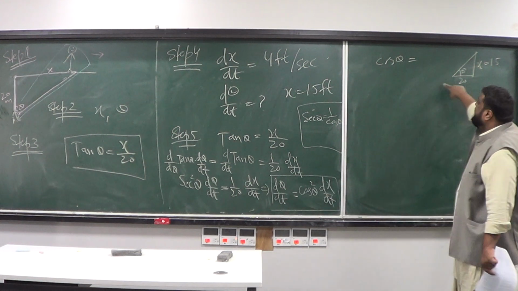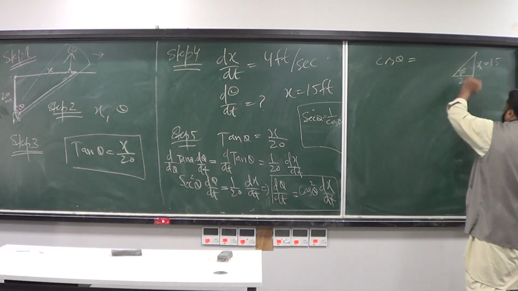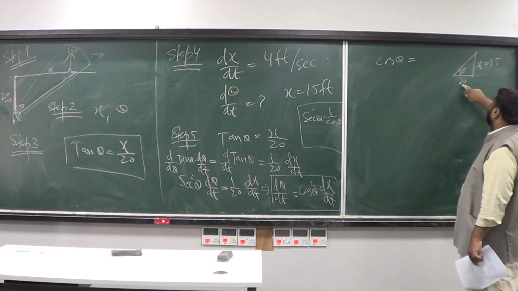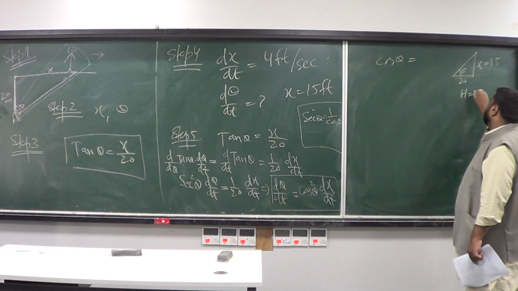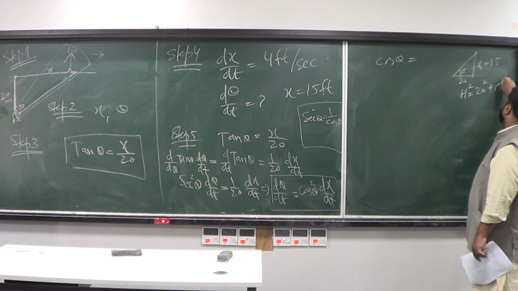The other way could be to directly figure out cos θ, but for cos θ you need base upon hypotenuse. But how can I find the hypotenuse? If I know the base and perpendicular, can I find the hypotenuse? The answer is yes, actually. So the hypotenuse squared is going to be 20 squared plus 15 squared.